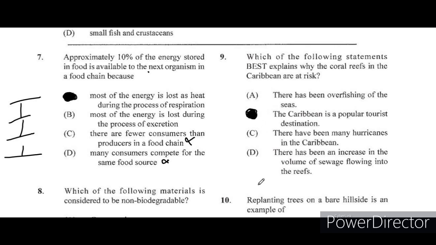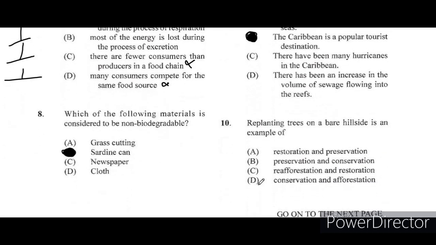This is because when tourists come to the Caribbean and visit these reefs, there's risk of accidentally touching it, polluting it with bottles and stuff like that. And there is even the risk of breaking off a piece of the reef. And when they go diving, there is also the risk of equipment coming in contact with the reefs and potentially breaking it off. So there's increased risk of damaging the coral reefs there because the Caribbean is a popular tourist destination.